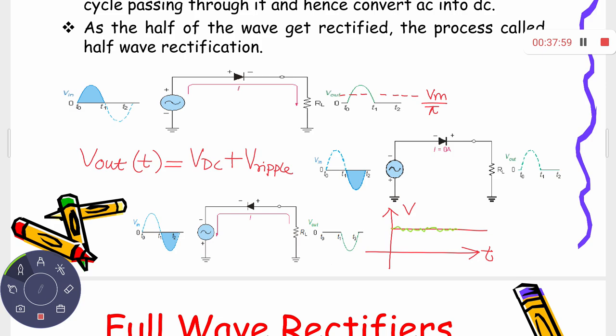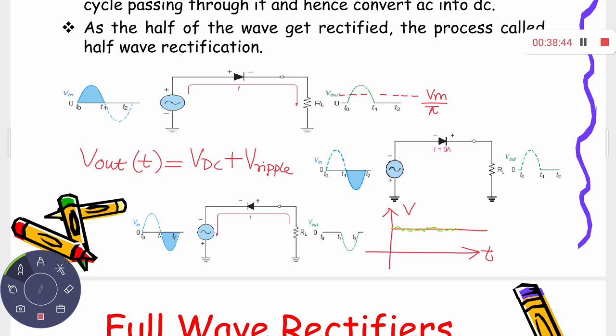Now, I want to design some rectifier for which the RMS value of the ripple content should be small with respect to the average value of the output. Suppose there are two different types of rectifiers. The ripple content is the unmeasurable part, so you take the RMS value of that ripple content, not the RMS of the whole thing.